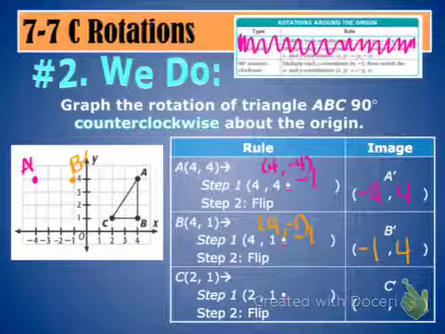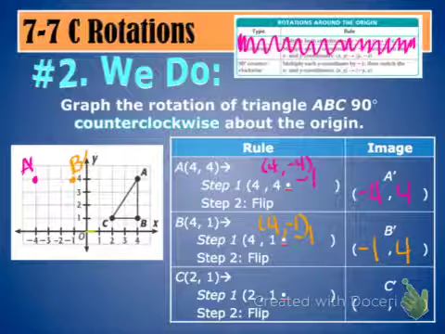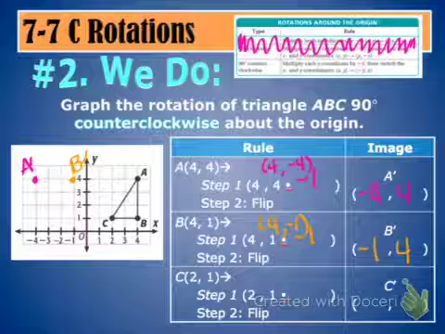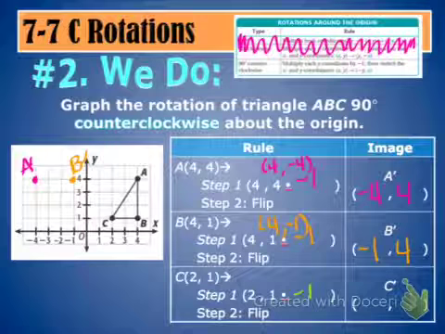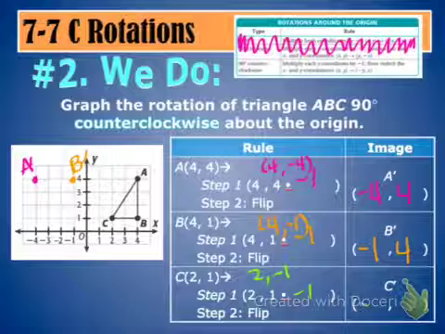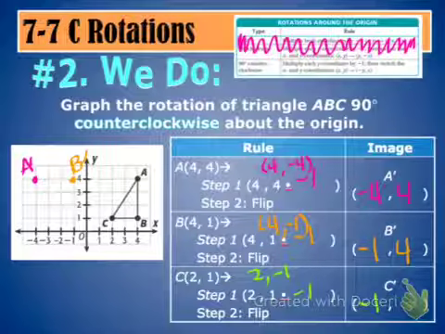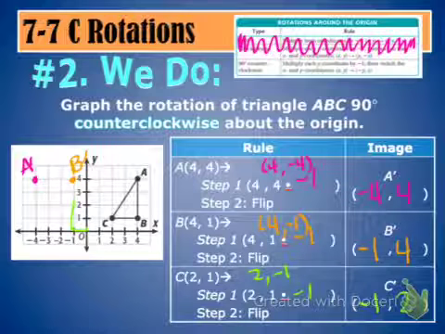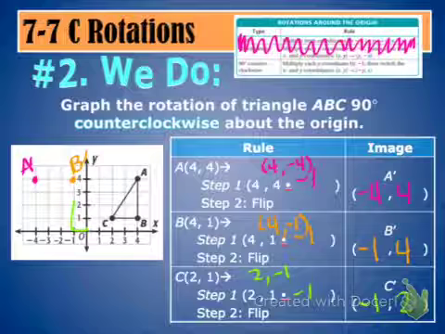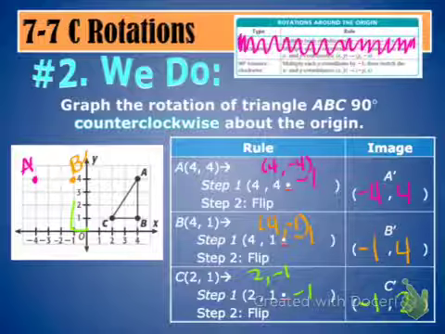And the last coordinate for my triangle is going to be at 2 over, 2 up 1, so 2, 1. First I need to multiply my y of 1 by -1, so this becomes 2, -1. Then I need to flip it. So C prime is going to be located at -1, 2. So I'm going to go to -1, 2, and that's where my new point's going to be located.